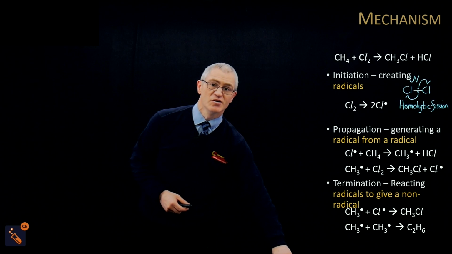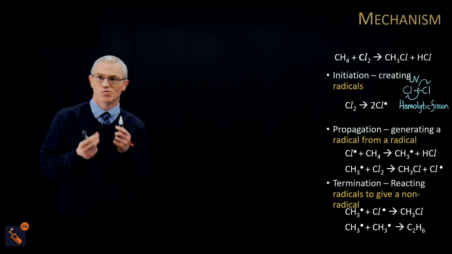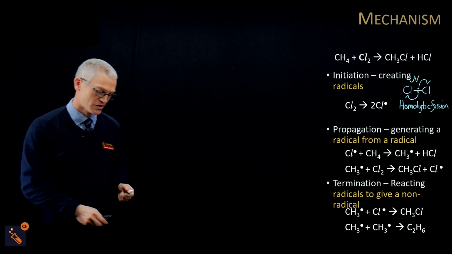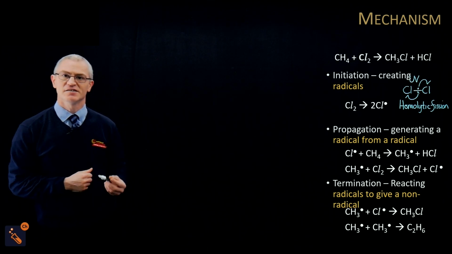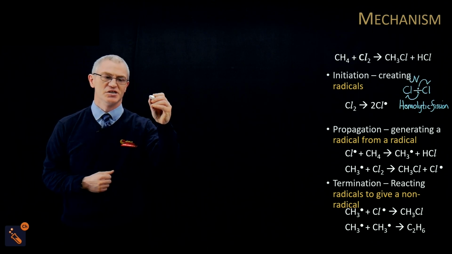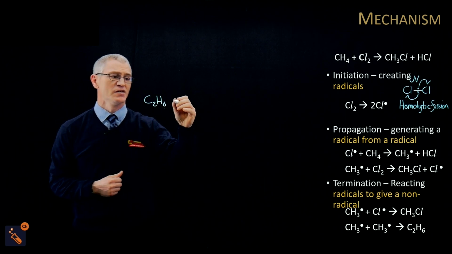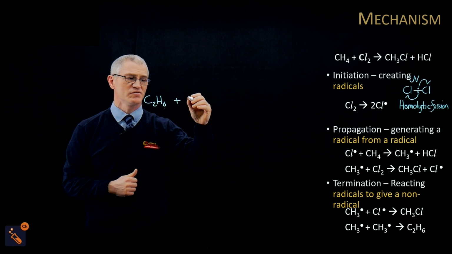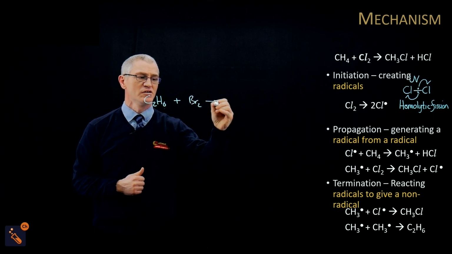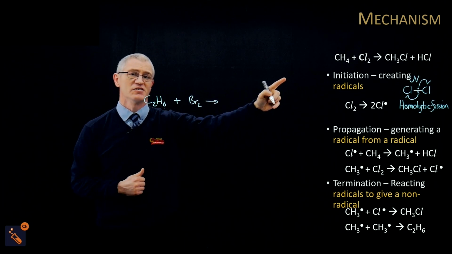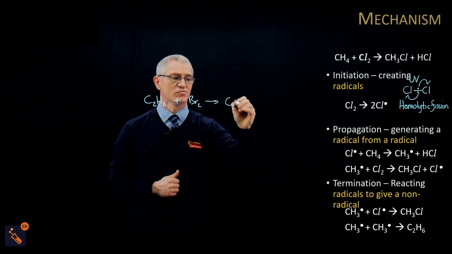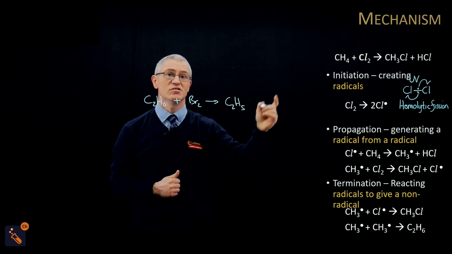thing, but we're going to do it with ethane. So I want you to stop the video and do it with ethane instead. So ethane is going to be C2H6, and we're going to this time do it with bromine just for difference. So we've got bromine. We look up here, it's going to be C2H. We take one of the hydrogens off.